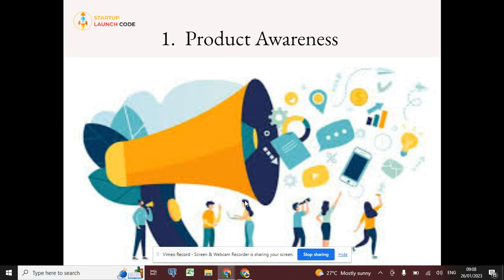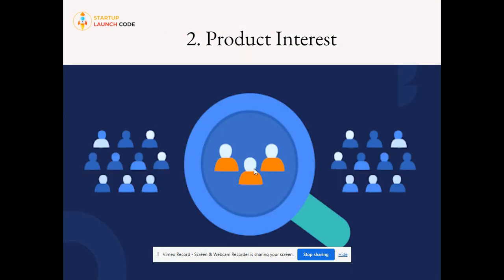Here, prospects come across your product through different channels or mediums. It might be through online advertisement, it might be through friends and family, but this is the first stage of any kind of product. They need to be aware that, oh, this product actually exists. Being product aware is what will lead to the second stage of product adoption, which is product interest. People cannot be interested in the product if they don't even know it exists.